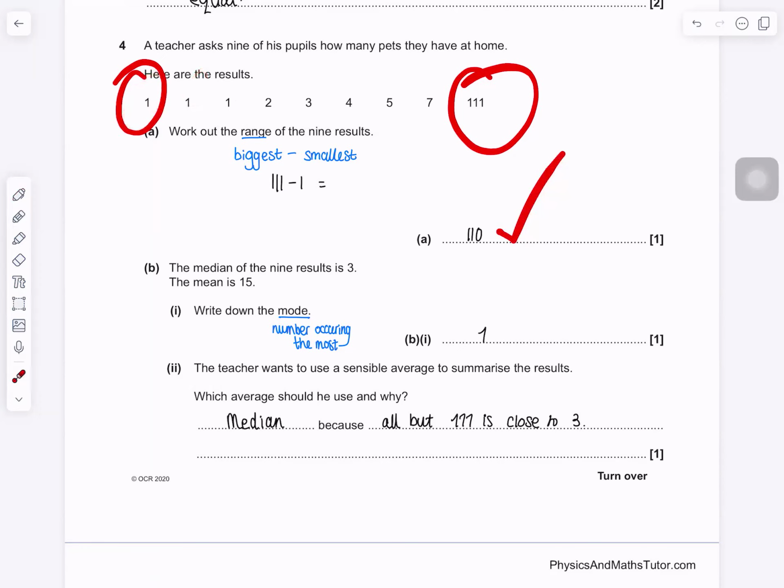Excellent. And the second part, the teacher wants to use a sensible average to summarize the results. Which average should he use and why? The median, because all of them except 11 are close to 3. Yep. All those numbers.